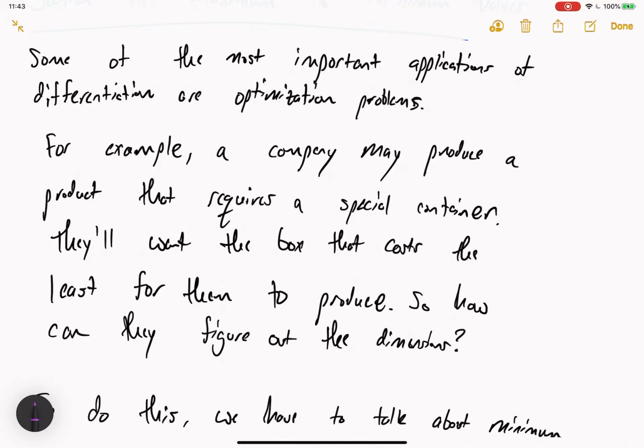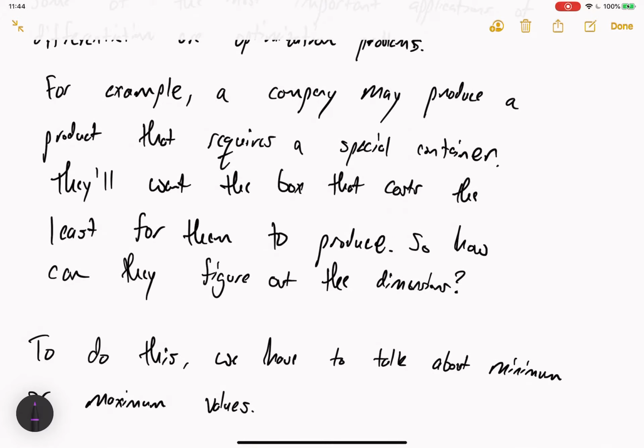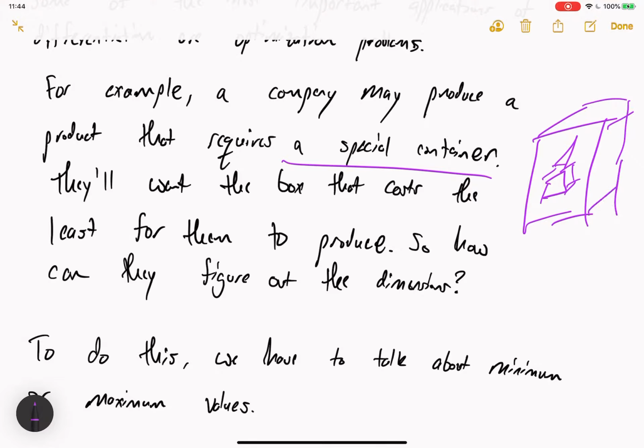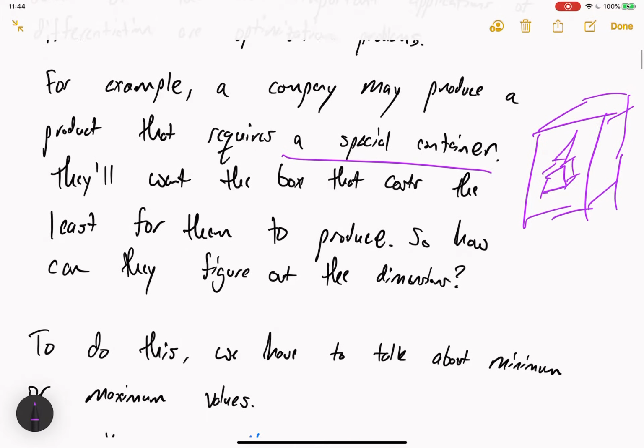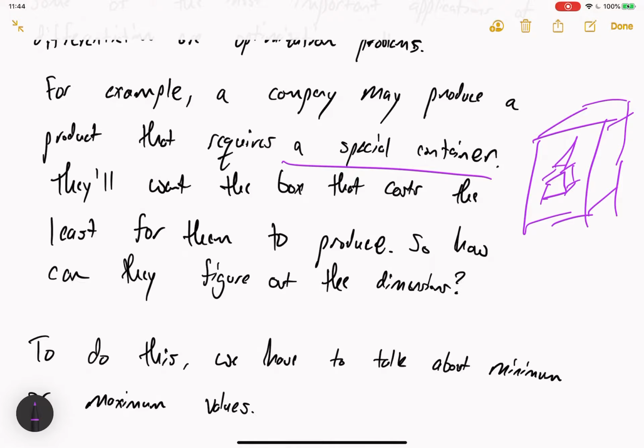For example, a company may produce a product that requires a special container, some weird shape, something very specific, and you need to package it. But you also don't want to waste your resources creating really big boxes, while still being able to put the product in there. So you want to minimize how much material you have to use. They'll want the box to cost the least for them to produce. So how can they figure out the dimensions?